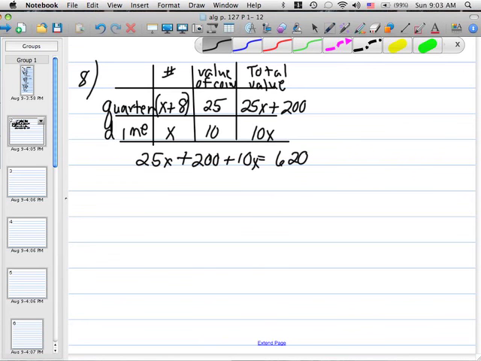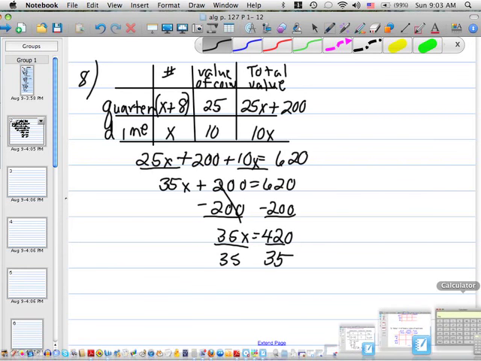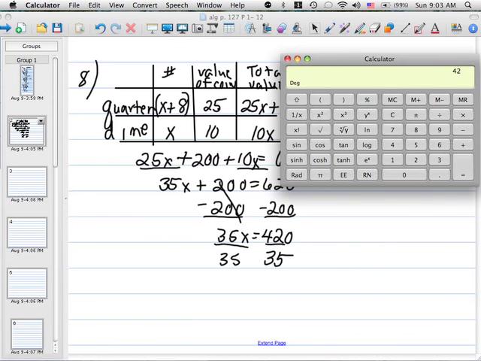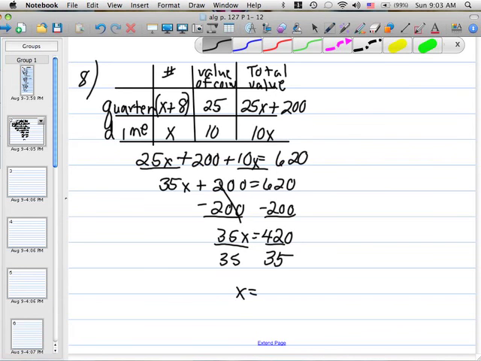Collecting like terms, the 25X and the 10X make 35X plus 200 equals 620. Solving for X, undo the adding of 200, subtract it. So we have 35X equals 420. Divide by 35, and we can use our calculator again. So 420 divided by 35 is 12. So X equals 12, and that's the number of dimes, so there are 12 dimes.